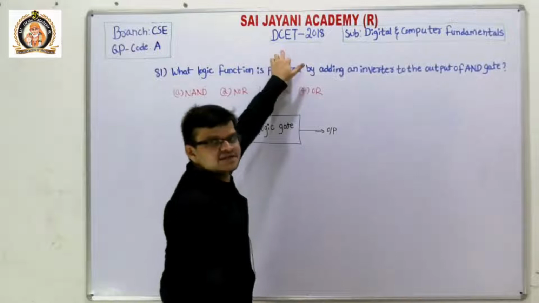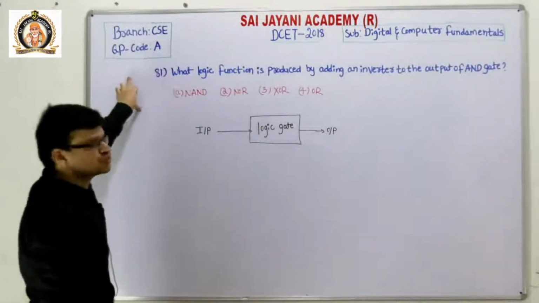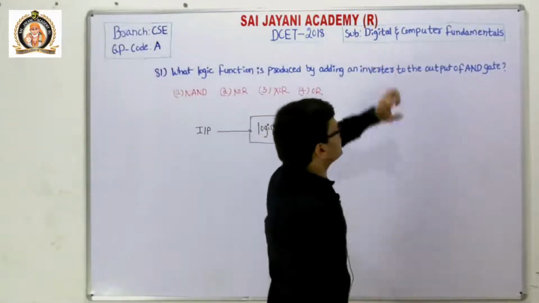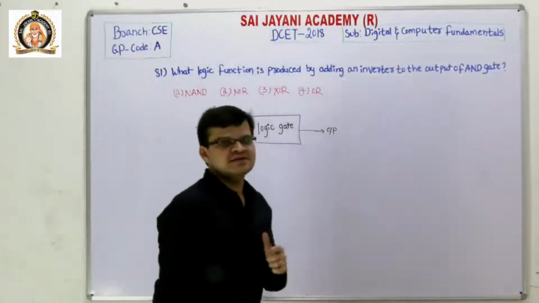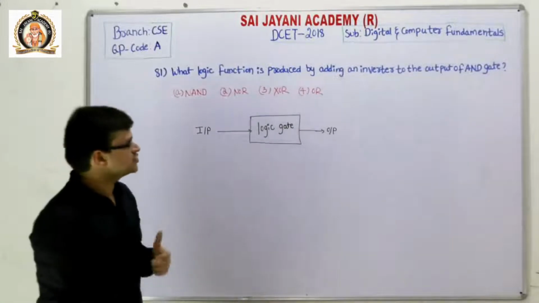For the DCT 2018 under the branch Computer Science and Engineering, the question paper code is A, and I selected the subject called Digital and Computer Fundamentals because in previous year they asked 10 questions. Okay, and we will try to solve these questions one by one.